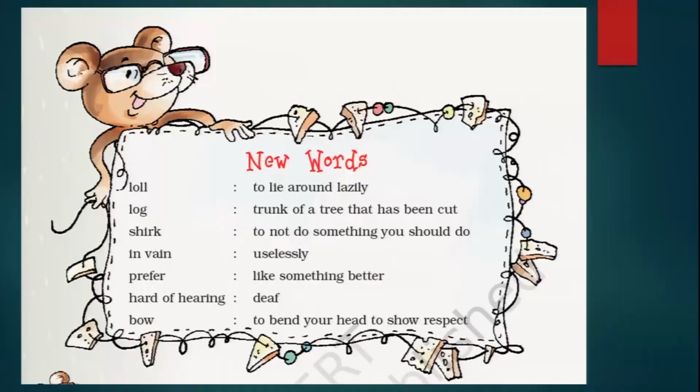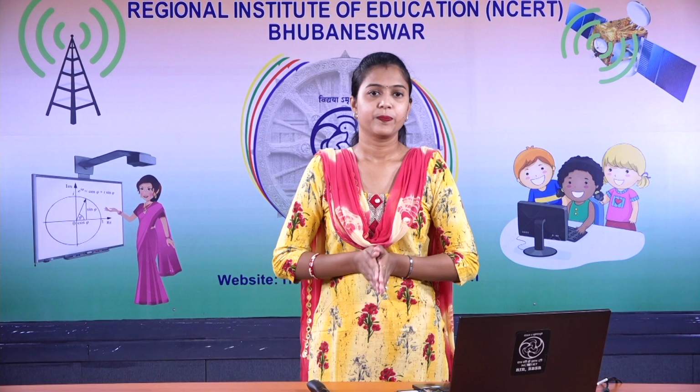Now we will look at the new words which we have learned in this poem. Lol, to lie around lazily. Log, trunk of a tree that has been cut. Shirk, to not do something you should do. In vain, uselessly. Prefer, like something better. Hard of hearing, deaf. Bow, to bend your head to show respect.